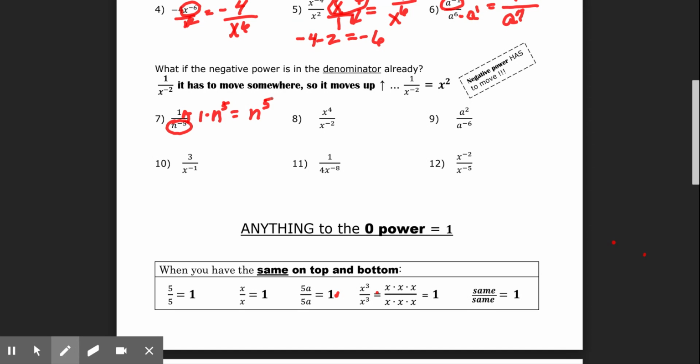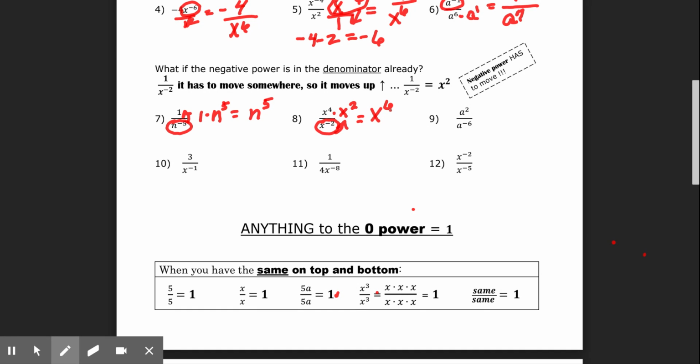Number 8, a couple ways you could do this. You could move this to the top, and anytime we move something from its location, whether it's top to bottom or bottom to top, it's going to be multiplication. So we're going to say times x, and now since we're moving this to the top, it's going to become a positive 2. And when we multiply with the common base, you add your exponents. So this would be x to the 6th power.